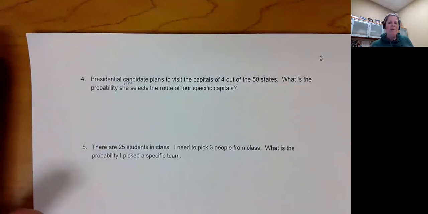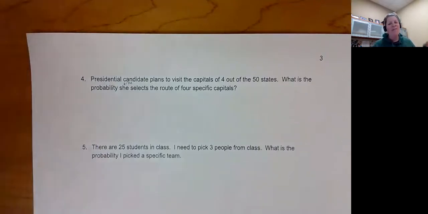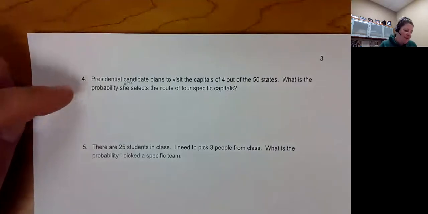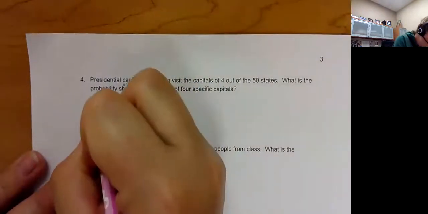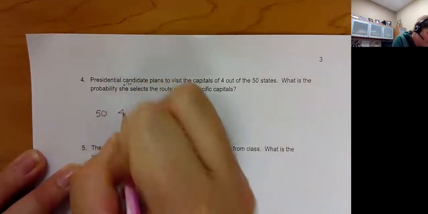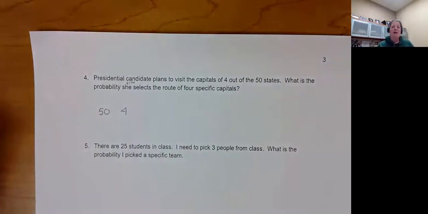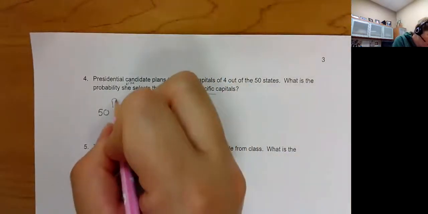So see how we say 4 out of 50? So we have a total, so we're going to do a combination or permutation, whereas the other one just said digits, so it was like the multiplication rule. So if we look at this one, we have 4 out of 50. Is it a combination or is it a permutation? We know it's going to be 50, choose 4. It says a specific route. So it has to be a permutation because you're going to have a specific route. I'm being specific, so it's going to have to be a permutation.